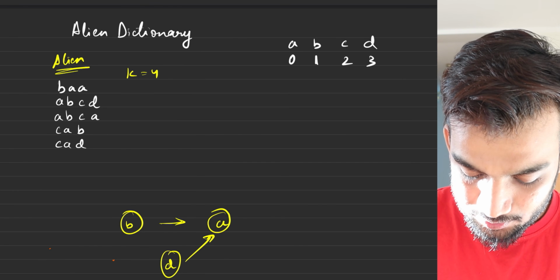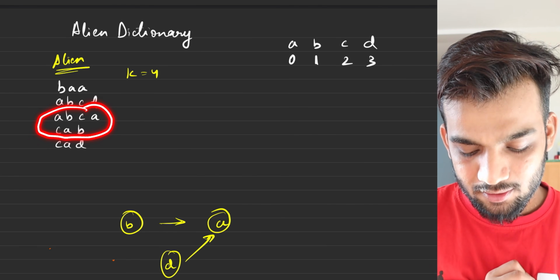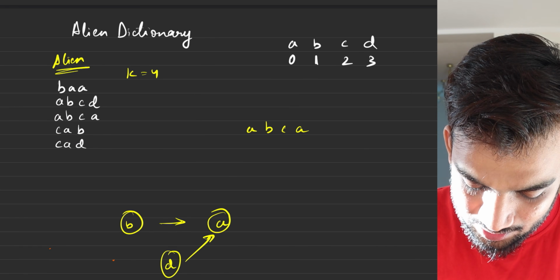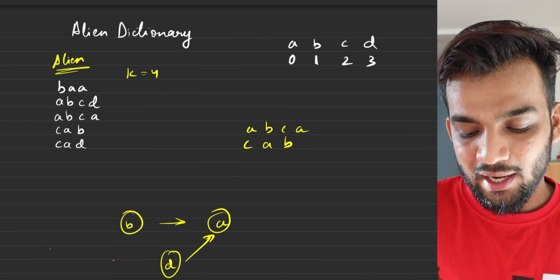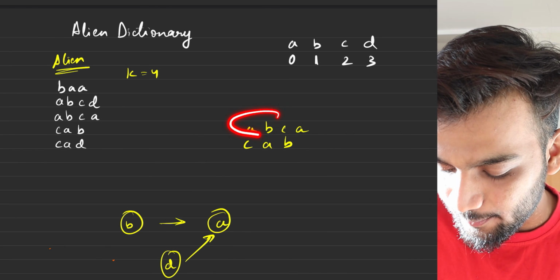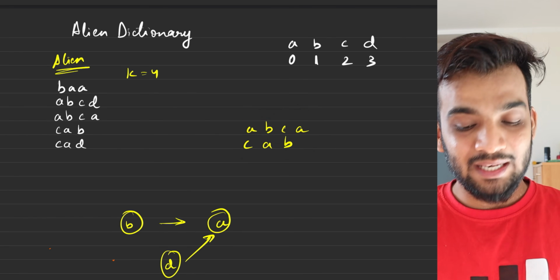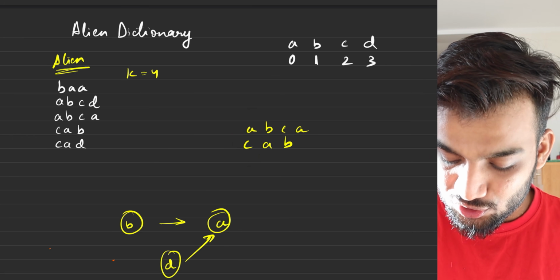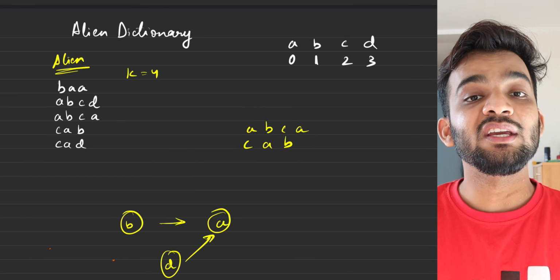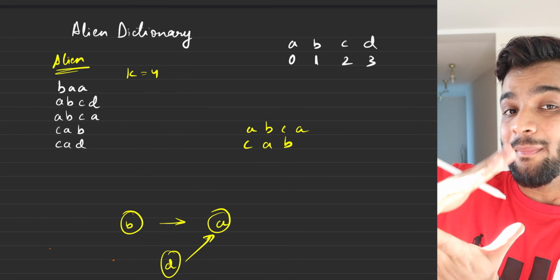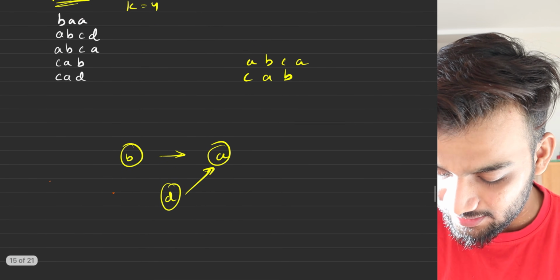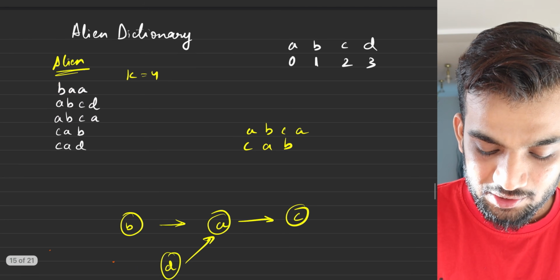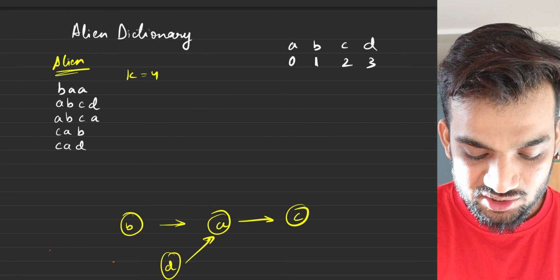What are the next two? The next two are very simple, ABCA and CAB. In the dictionary we have ABCA and CAB. Now I need to ask the aliens why they think ABCA is before CAB. They'll tell me that in the dictionary, A appears before C. So I can definitely see that there is an edge from A to C. Okay, done.